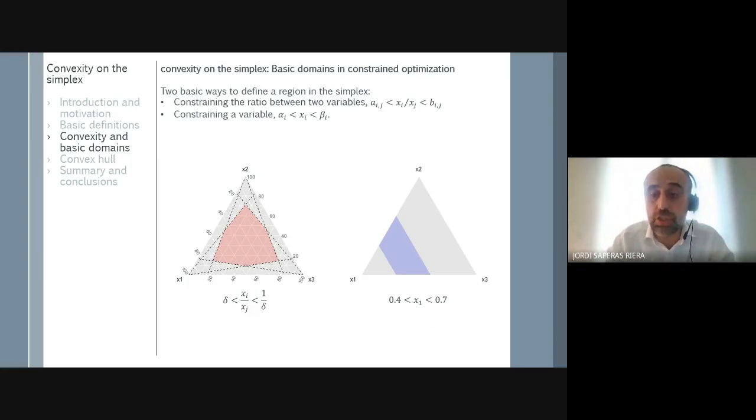The first option is constraining the ratio between two variables. And the second is constraining the limits of a variable. We again insist on the difference in perception that we have as outside or inside observers of the simplex. These two examples that we present from the outside seem to have the same geometric characteristics. However, as sets of the simplex with the Hutchinson geometry, they have different properties.